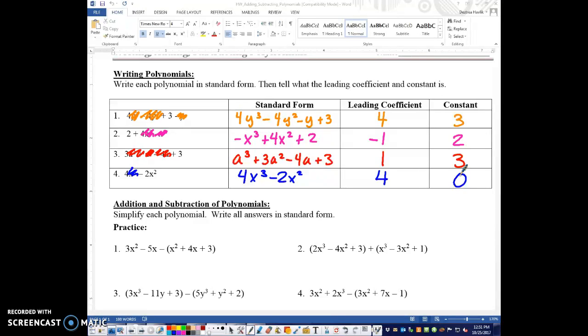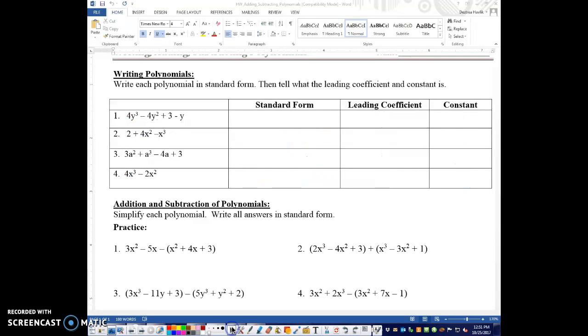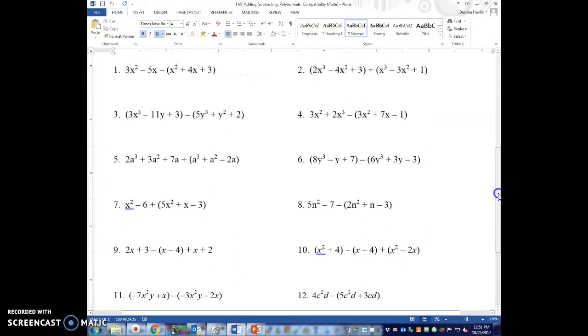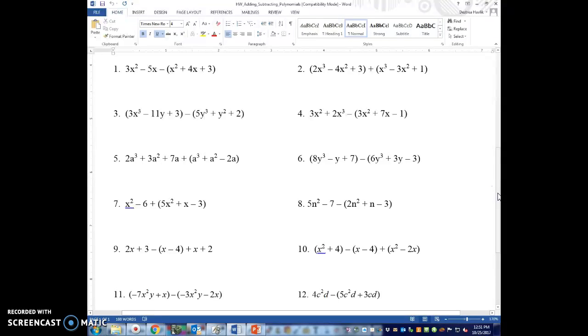Now, we are going to practice adding and subtracting these polynomials. It's really not that hard, and we were kind of doing it before anyway. So I'm going to do 4 examples with you, and then we're going to move on.